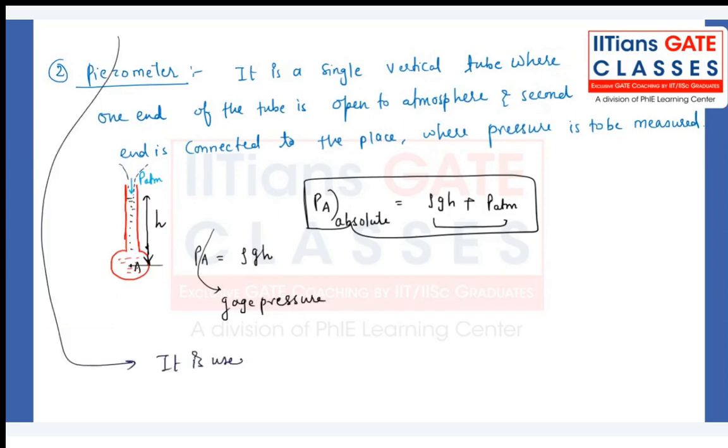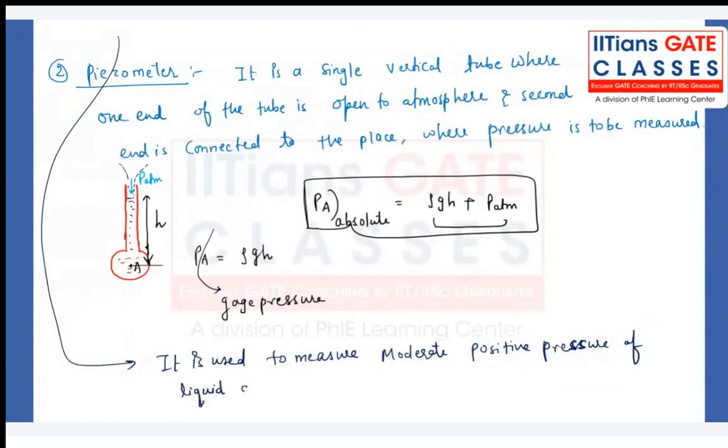It is used to measure moderate positive pressure of liquids only. Right, so make a note of it. And as you rightly said, he exactly pinpointed why we cannot use it for higher pressure: for higher pressure, you require a higher tube height. Again, that is a trouble for us to get that much height of the tube in reality.